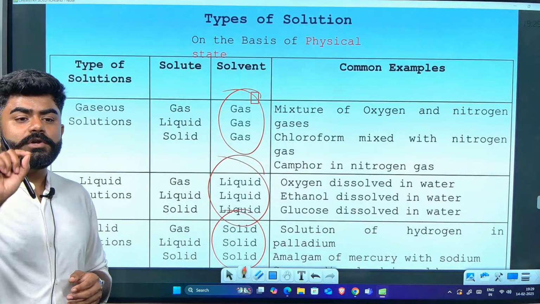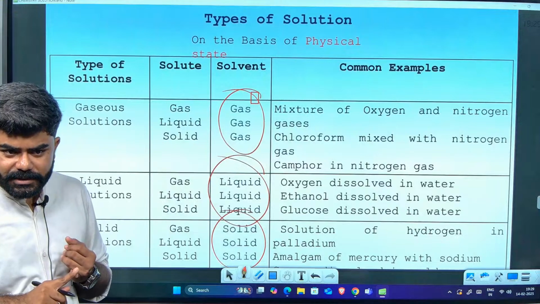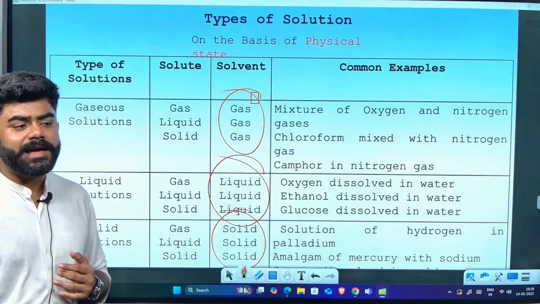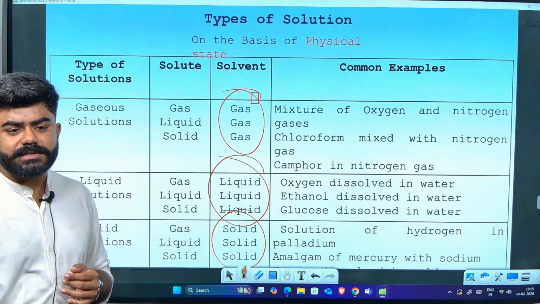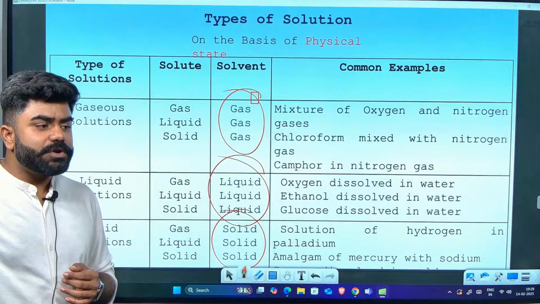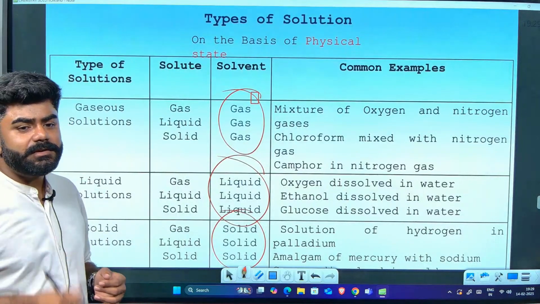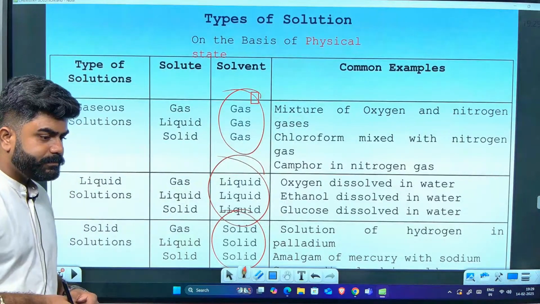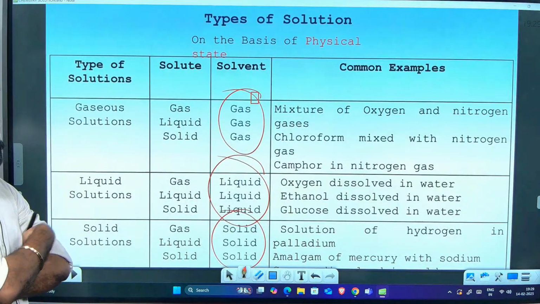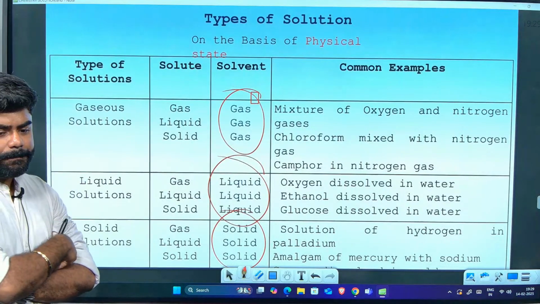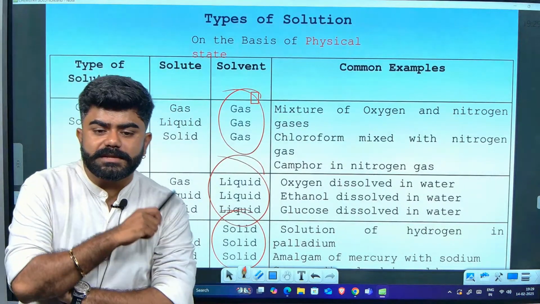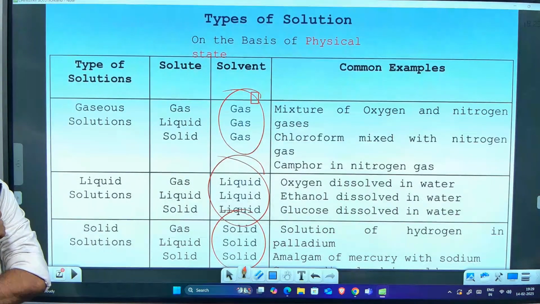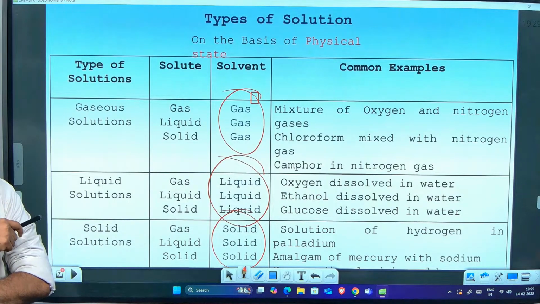I want all of you to take this down, children, quick. Put today's date, and I hope all of you have a chemistry notebook, a separate notebook. Put the chapter name, Solutions, and write down the definition. What is a solution? And then write the types of solution. Make a tabular column and copy this down, okay? This is a very important question for your 12th exam. Alright, it will come for 1 mark.